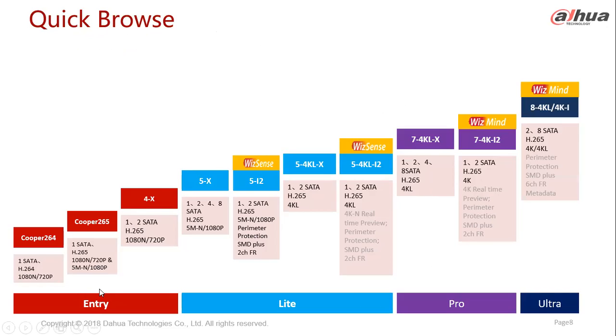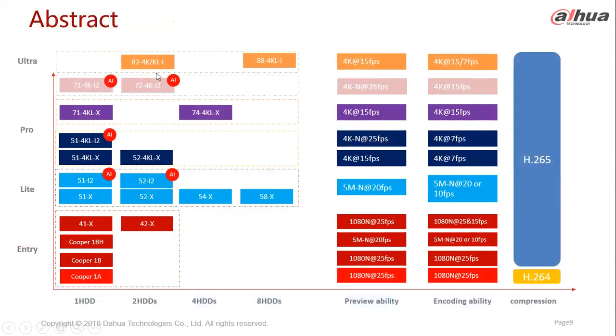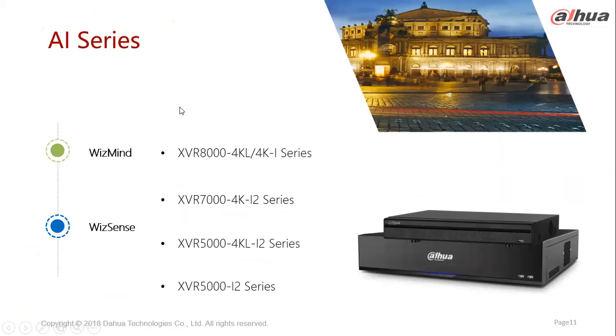Entry XVR includes the 4 and 5, Lite 5 series, Pro 7 series, Ultra 8 series. And there is another copper series. You remember when we talked about copper series cameras? There's also the copper series XVR. For the AI series, that is the 8 series, we have WizMind and WizSense. You also have an AI series that is XVR5, and you can see the -I is the AI series with a 4K output.